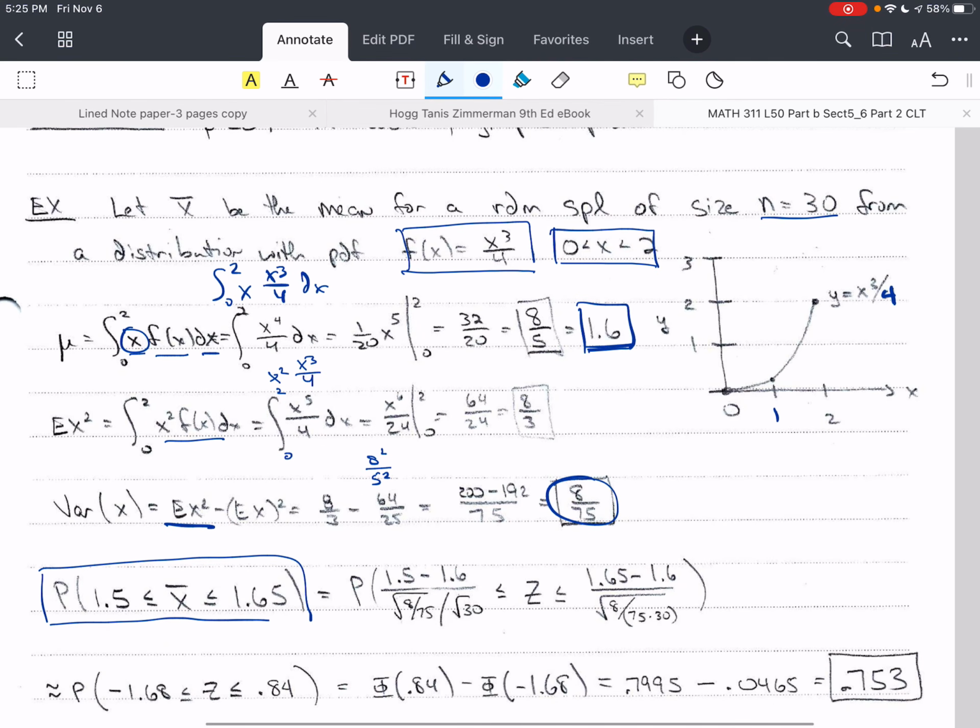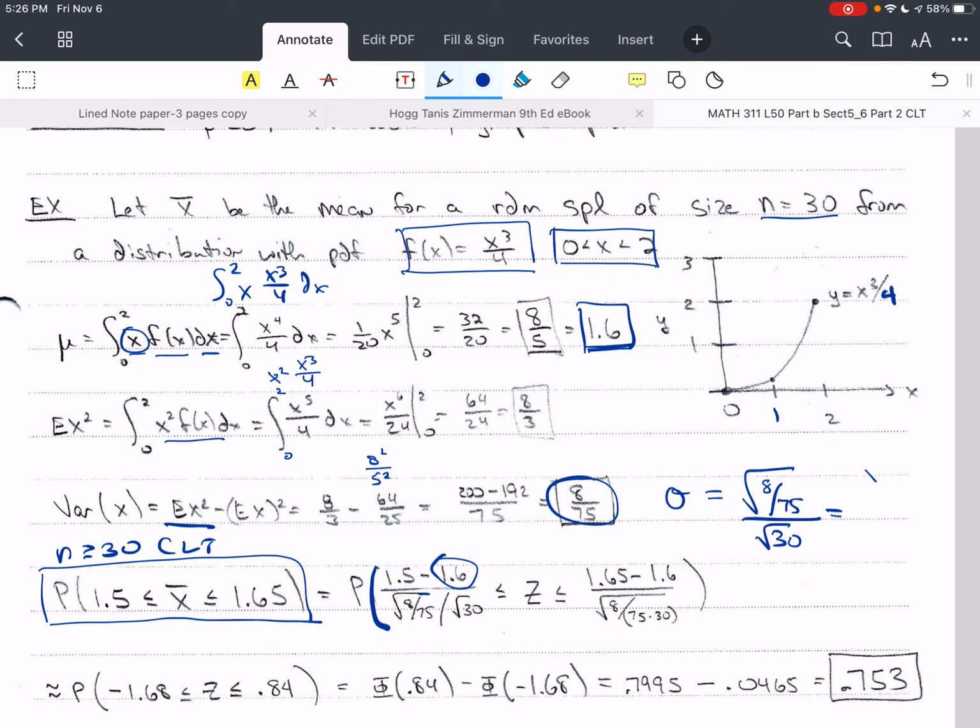And so the probability that x bar is between 1.5 and 1.65, since n is greater than or equal to 30, I'm going to use the CLT, central limit theorem. And so I convert this. I subtract the mean, which is 1.6, and I divide by the square root. I could put all of this under the square root, but I haven't. So sigma is equal to the square root of 8 over 75. So I have the square root of 8 over 75 divided by the square root of 30.